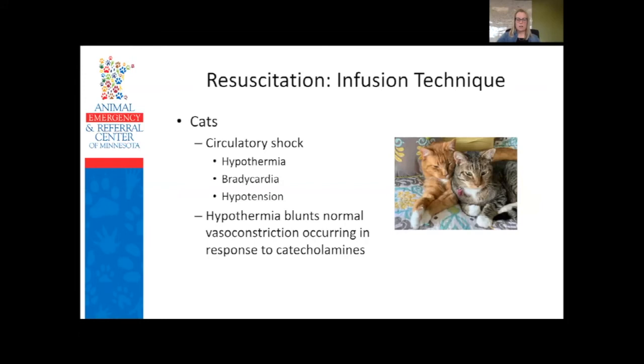So we'll take a minute to talk about cats in particular, because I'm saying don't give them large volume fluids because they're sensitive. And that's because they are. Cats aren't necessarily small dogs when it comes to a lot of things, fluids included. And so cats presenting in circulatory shock present typically pretty hypothermic, bradycardic, and hypotensive. And the hypothermia that they experience in particular really blunts the normal vasoconstriction that would occur in the body in response to all of the circulating catecholamines. So these cats are predisposed to being vasodilated and hypotensive as they come in.